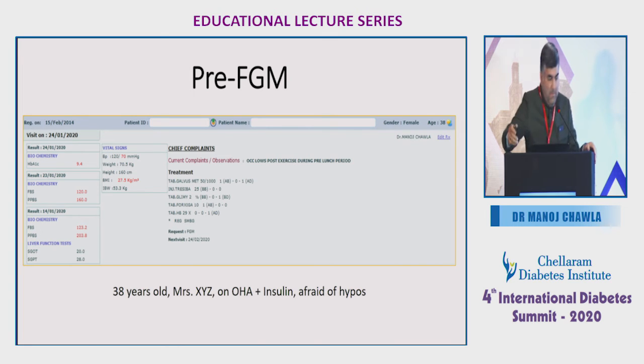Yeah, so it's definitely worth putting on a CGM because, as you said, the fasting and post-lunch values do not seem to be correlating with what her HbA1c is. That's the first thing that comes to my mind.